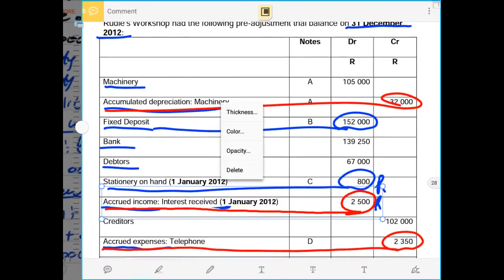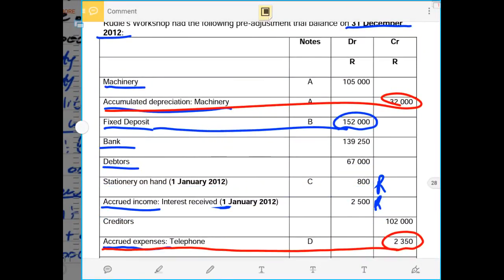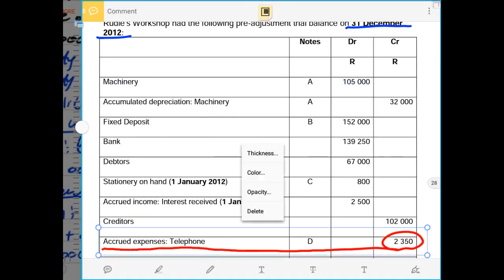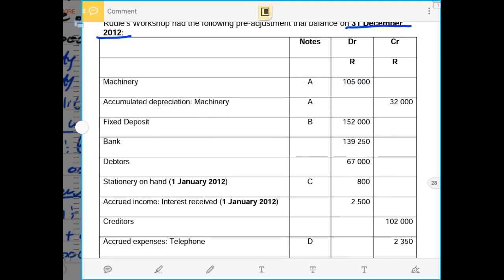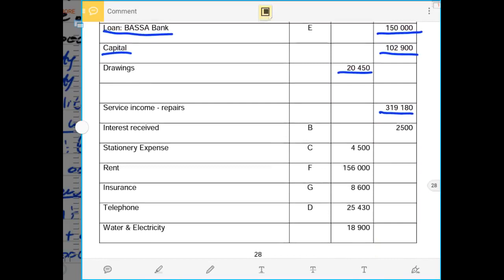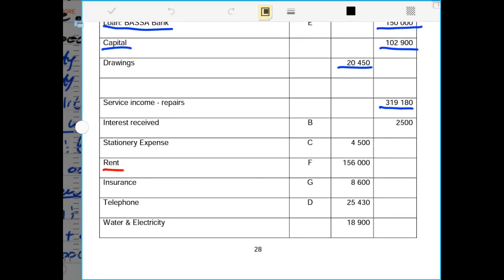We still have to do the reversals. I have not yet forgotten the reversals of the opening balances of the accruals. I will do that immediately when I'm done with all the general entries. So now our rent expense appears in our trial balance as an amount of 156,000 rands. This is our rent expense.